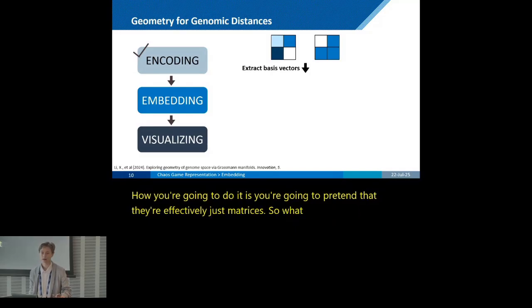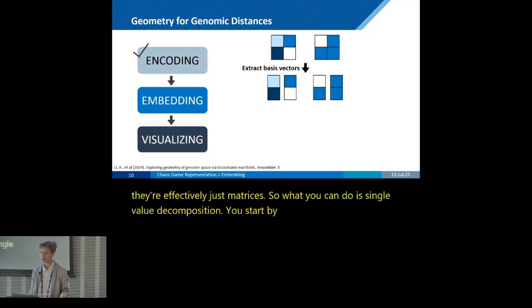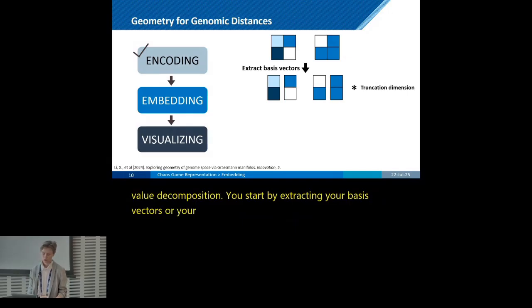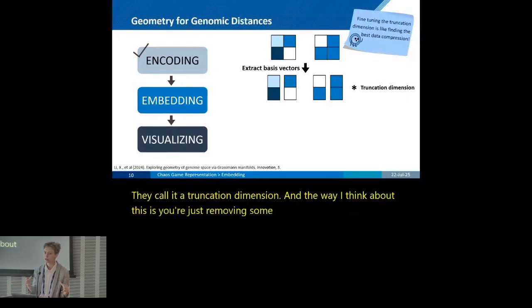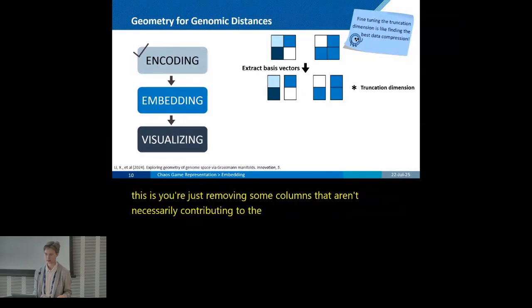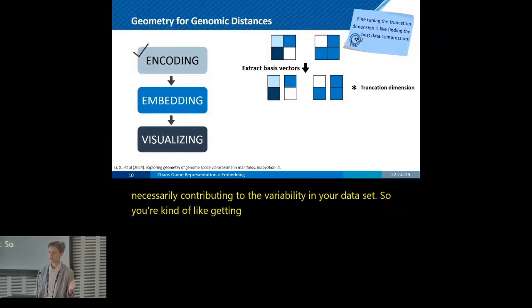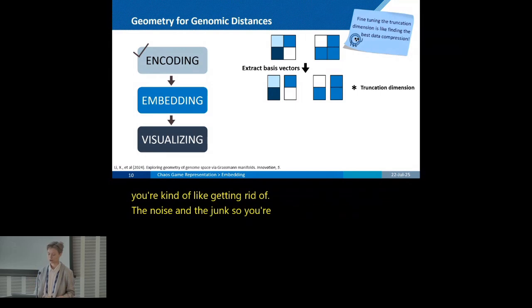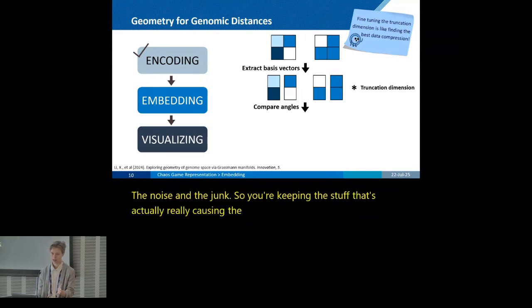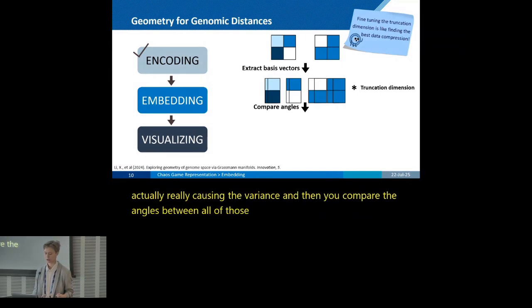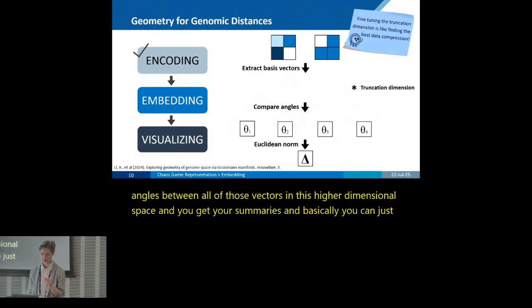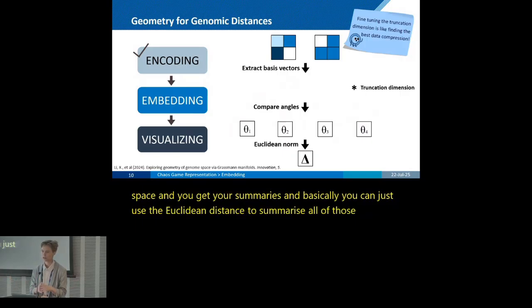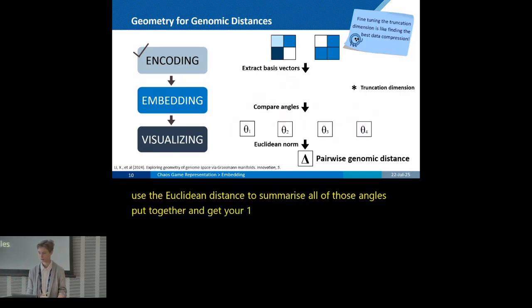So what you can do is singular value decomposition. You start by extracting your basis vectors or your columns. Then you apply what's in their paper, they call it a truncation dimension. And the way I think about this is you're just removing some columns that aren't necessarily contributing to the variability in your data set. So you're getting rid of the noise and the junk. So you're keeping the stuff that's actually really causing the variance. And then you compare the angles between all of those vectors in this higher dimensional space, and you get your summaries. And basically, you can just use the Euclidean distance to summarize all of those angles put together and get your one pairwise distance value.